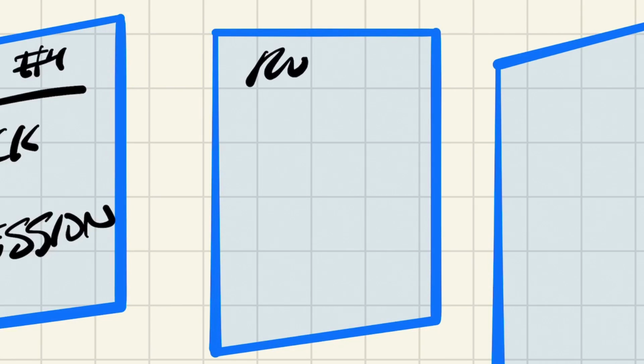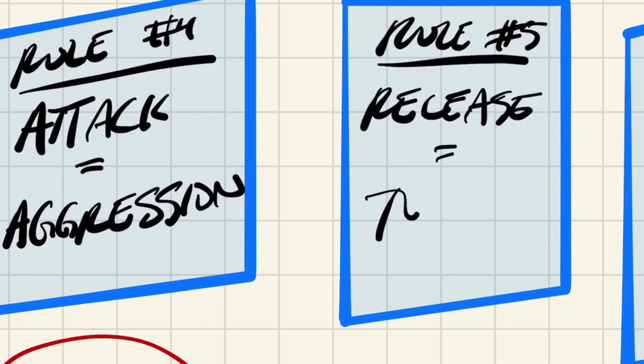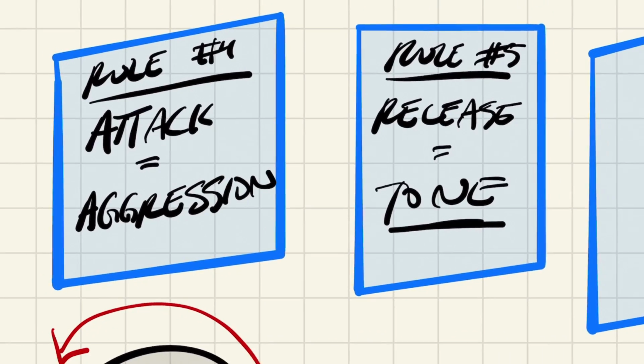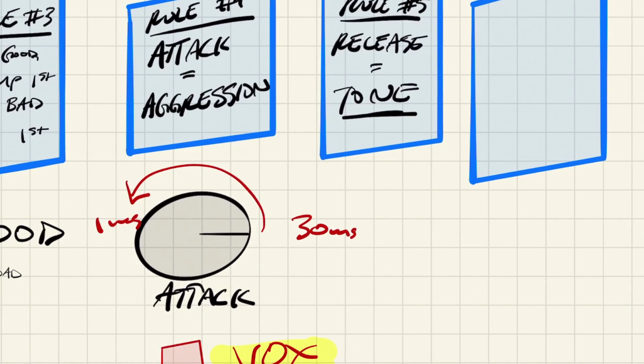Rule number 5, you might have guessed, has something to do with the release time. So if attack is aggression, then your release time is your tone. I think of the release knob as a tone knob. I'm a guitar player. Tone knobs on my guitars and on different pedals that I have change the overall sound of what's happening. And that to me is what release does more than anything else. It's affecting the tone. So let's transform this attack knob into a release knob now.